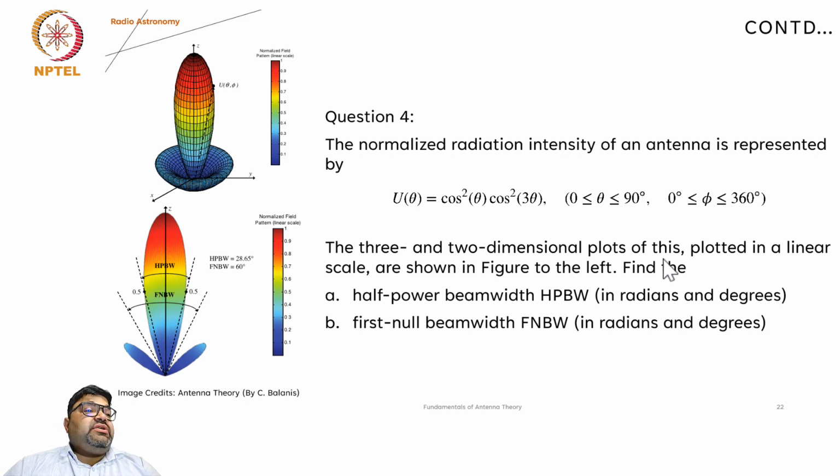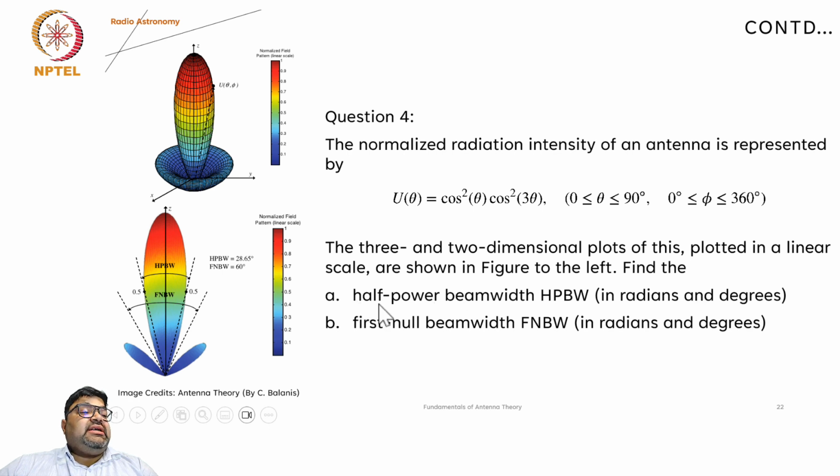Now question number 4: the normalized radiation intensity of an antenna is given by U(θ) = cos²θ cos²3θ, where θ goes from 0 to 90 degrees and φ from 0 to 360 degrees. The 3D and 2D plots of this are plotted on a linear scale and are shown on the left. Okay. Now what is to be found?